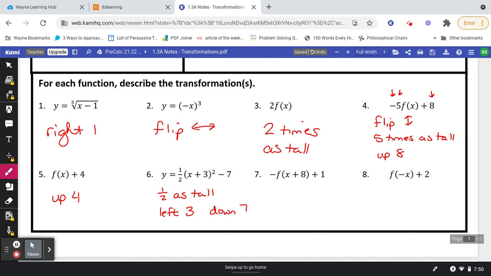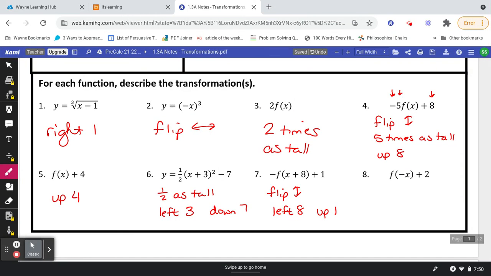Problem 7 also has 3 things happening. A negative in front will be a flip up down. The 8 on the inside will move it left 8. And the +1 at the end will move it up 1.